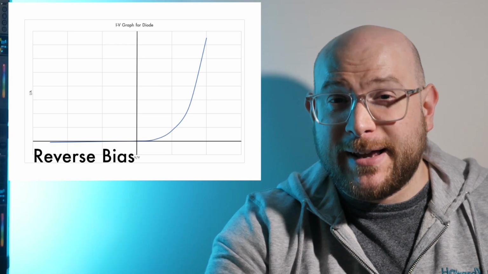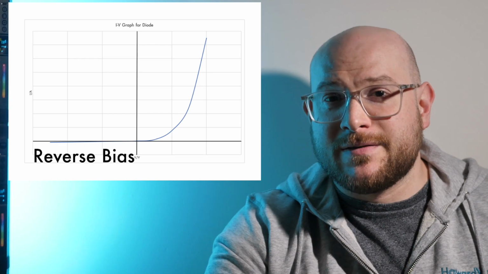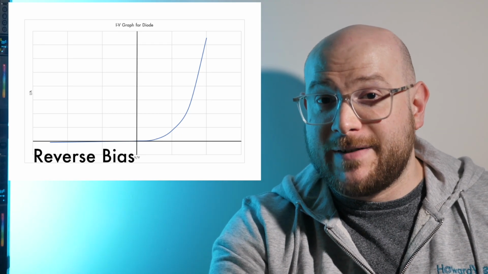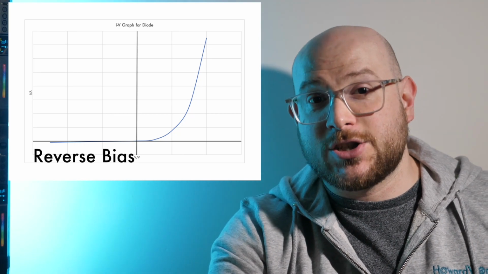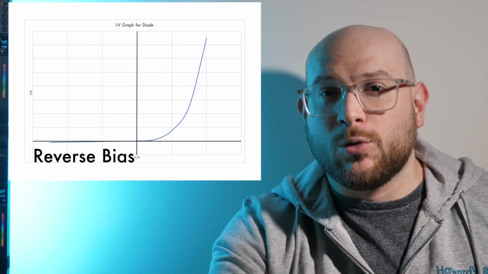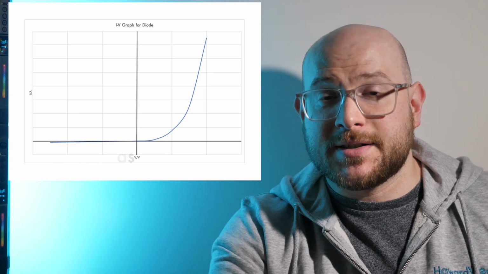In reality, there will be a very, very small negative current. Because the diode isn't 100% effective at its job, it will let a little bit of current trickle through. We call this leakage current. So there'll be a very, very small negative current in the reverse bias side of the graph.